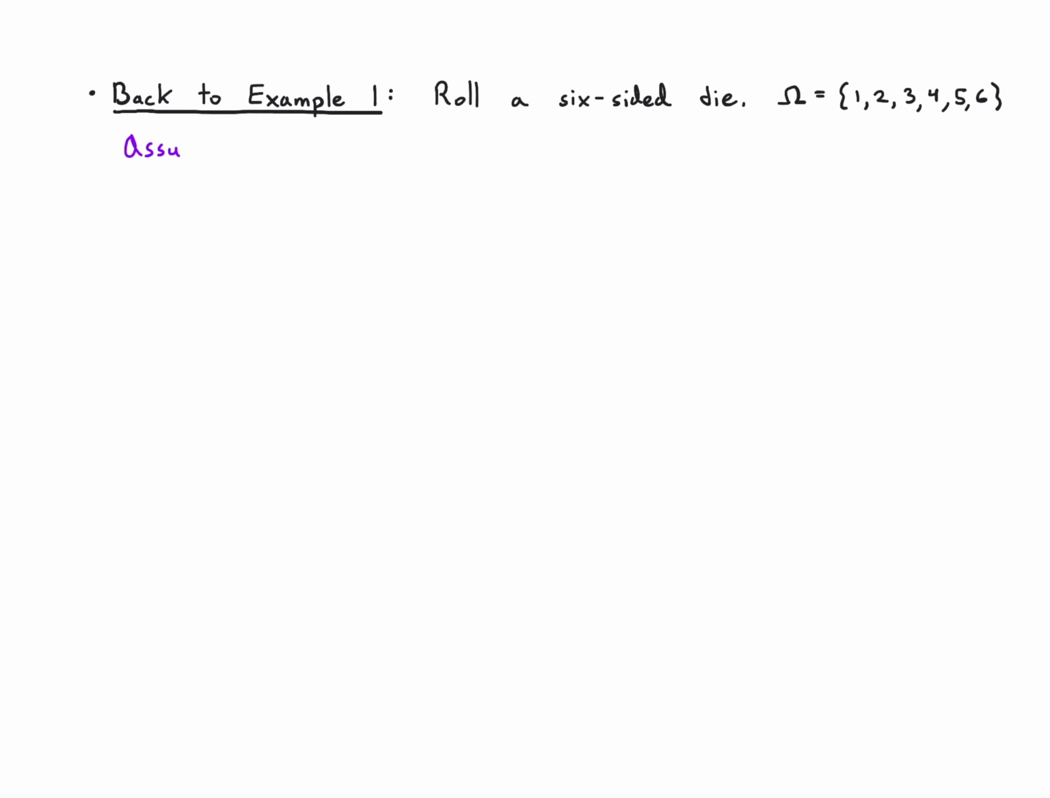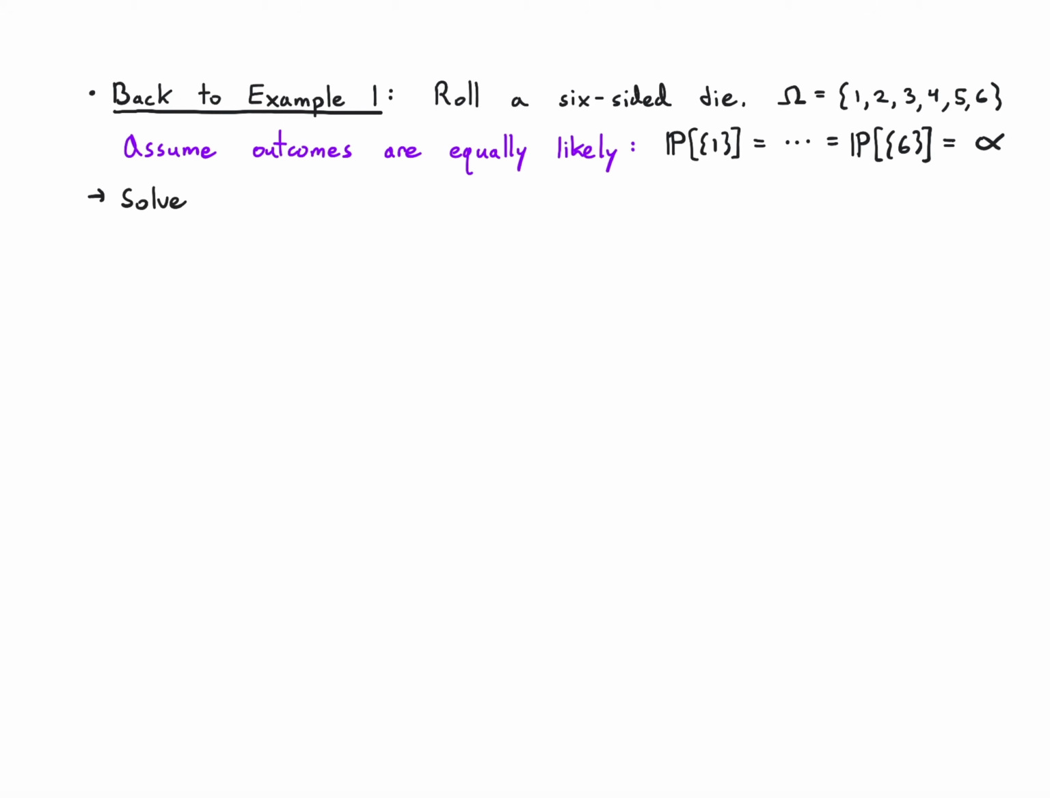Okay, let's go back to example 1 and work out some probabilities. What was example 1? Maybe we've forgotten. In example 1, we were setting up an experiment where we rolled a 6-sided die. The sample space in that case, we worked out to be 1, 2, 3, 4, 5, and 6. Let's assume that since it's just a normal, fair, unweighted die, the outcomes are equally likely. So the probability of the event containing 1 is equal to the probability of the event containing 2, up to the probability of the event containing 6. And that's just alpha. I just decide that that's called alpha. So I want to solve for this alpha.